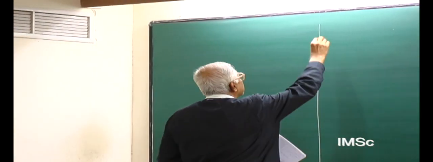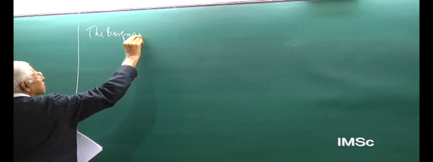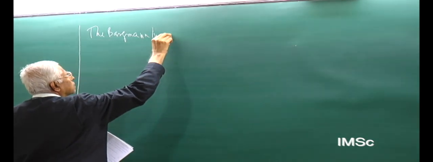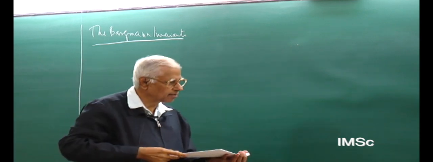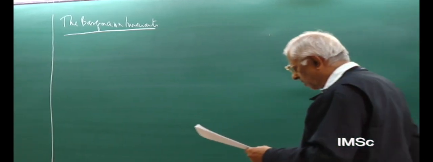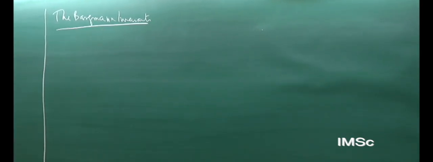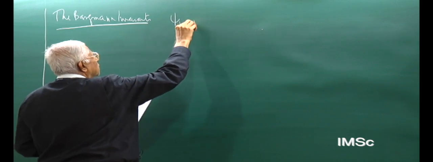So today the first thing I will do is a discussion of the Bargmann invariants. These are expressions which were introduced by Bargmann in 1964 in the course of giving a new proof of the Wigner theorem on the way in which symmetry transformations in quantum mechanics can be represented. So the simplest non-trivial Bargmann invariant is of the following form.